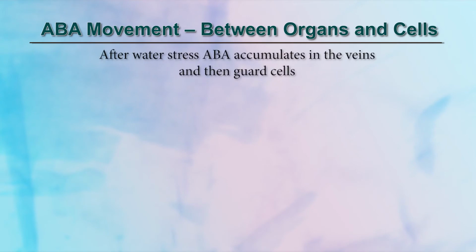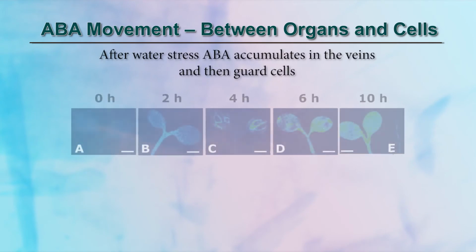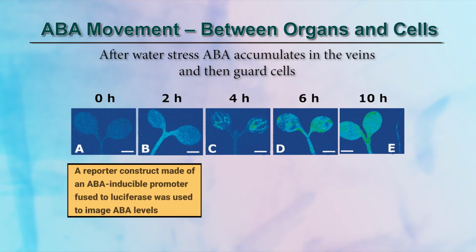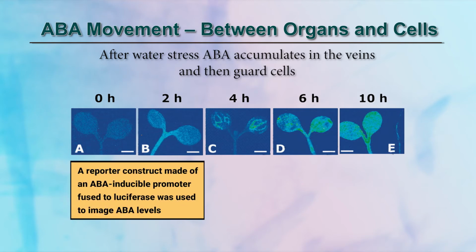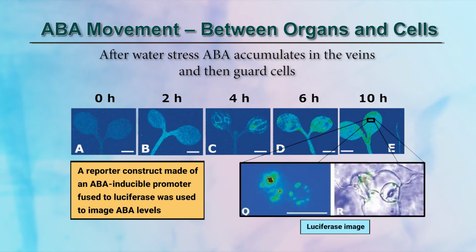The movement of ABA under water stressed condition has been mapped by a reporter gene based assay, where an ABA inducible promoter is fused with the luciferase gene, and it was tracked that the ABA level after water stress becomes gradually high in the veins and then in the guard cells.